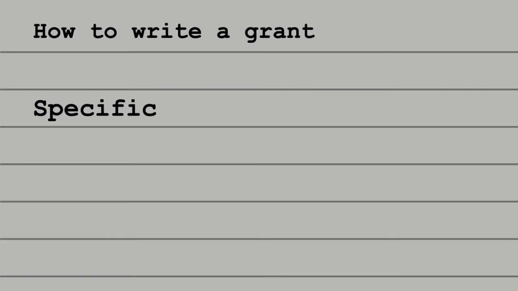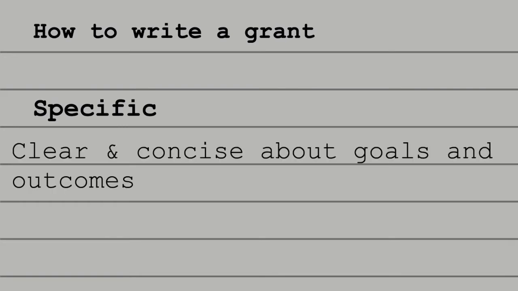Specific. It's important to be specific about your project. You want clear and concise goals. Don't assume that the granting organization knows what you're talking about, and don't be vague on what your project is and what you're aiming to accomplish.